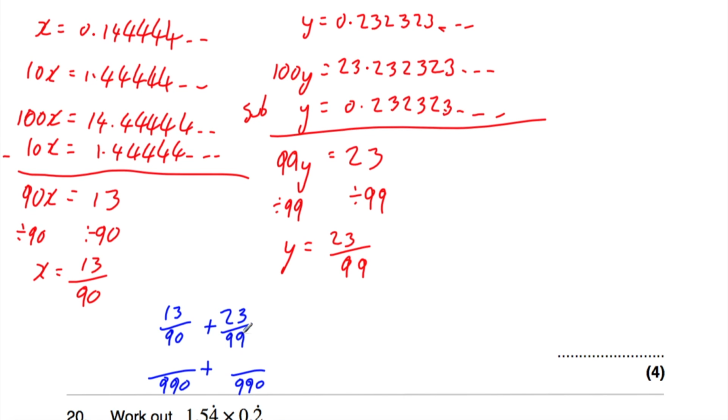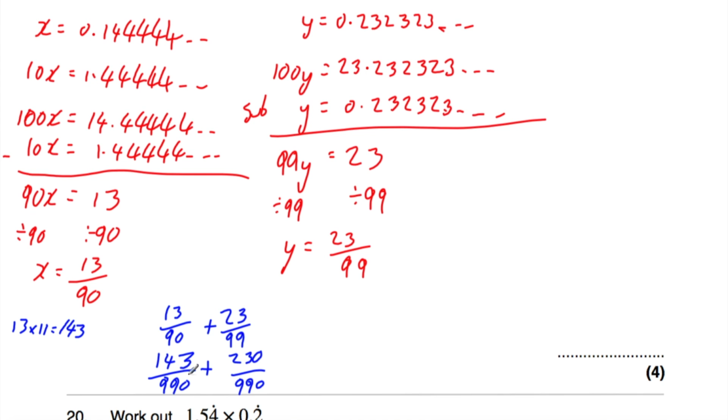And again, the reason I thought of that was I could times 99 by 10, I could times 90 by 11 to get 990. So we need to times 13 by 11 to find out what the numerator would be. So 13 times 11. So 10 times 13 is 130, and another 13 would be 143. So it'll be 143 over 990. And this fraction is a bit easier, where we times by 10 to get 990. So we need to times by 10, so that'll be 230. So we've got 143 over 990 and 230 over 990.